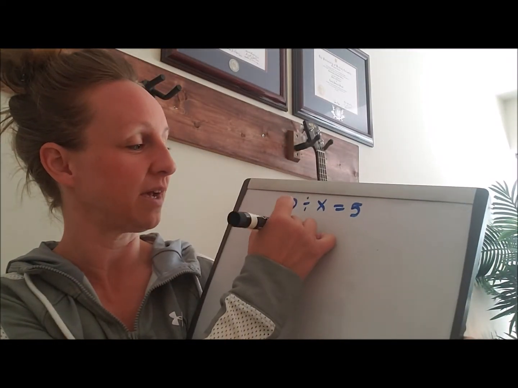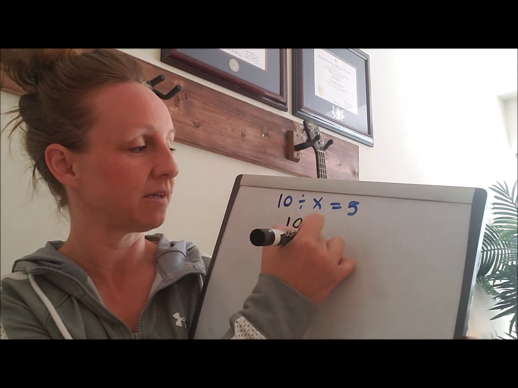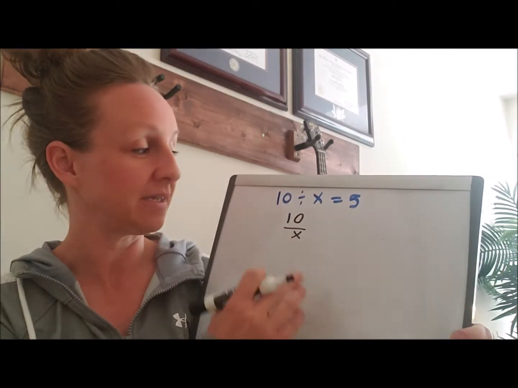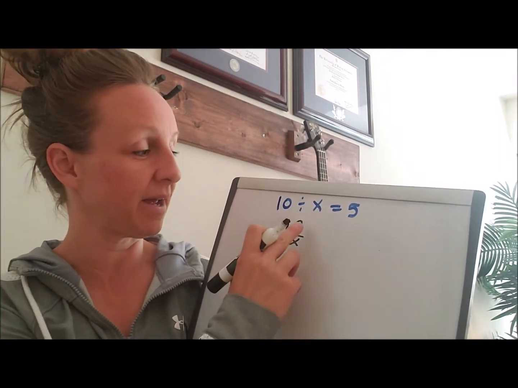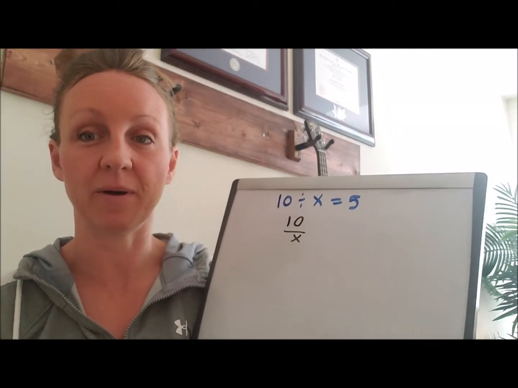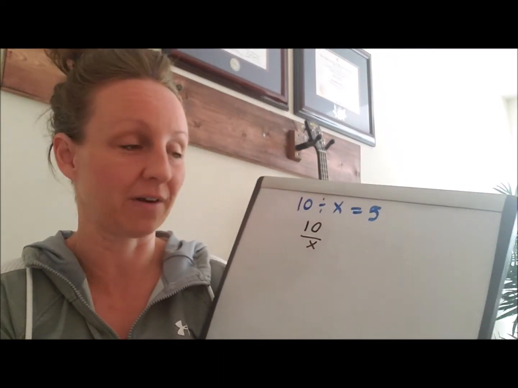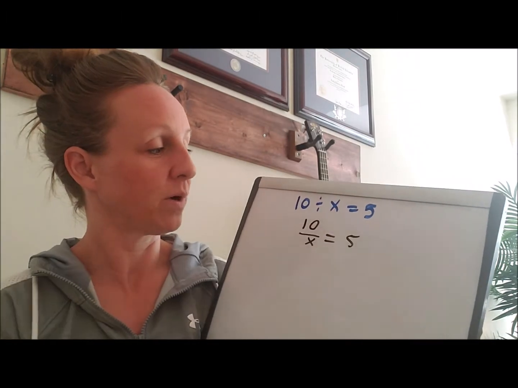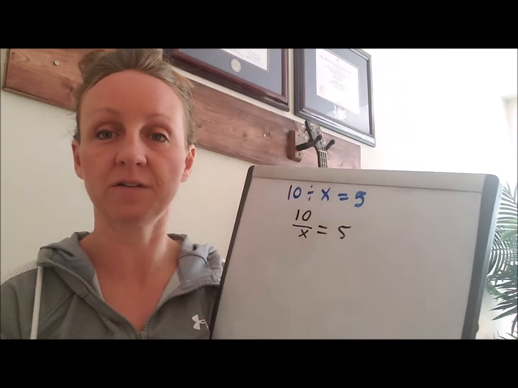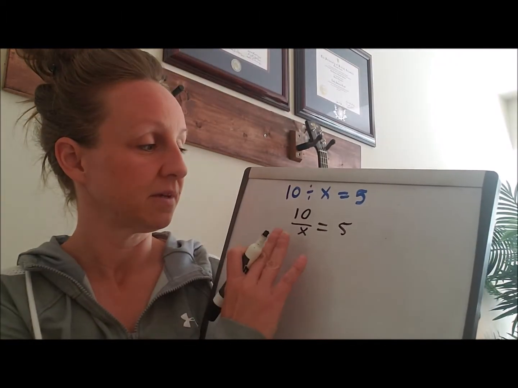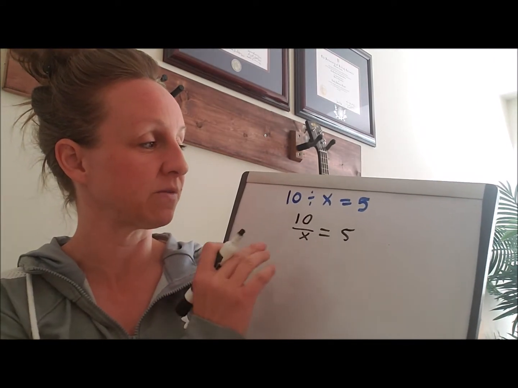The first thing I'm going to do is write 10 over x to look like that. It means the same thing. 10 divided by x, this also means 10 divided by x. It just looks different. We're going to do this just to make it easier for us to complete our math. Okay, so let's look at it like this. So 10 divided by x equals 5.